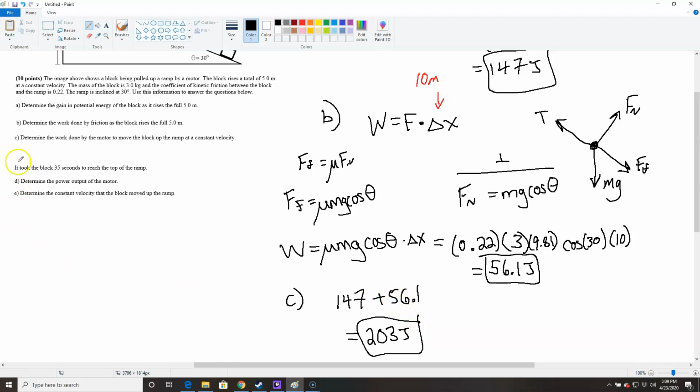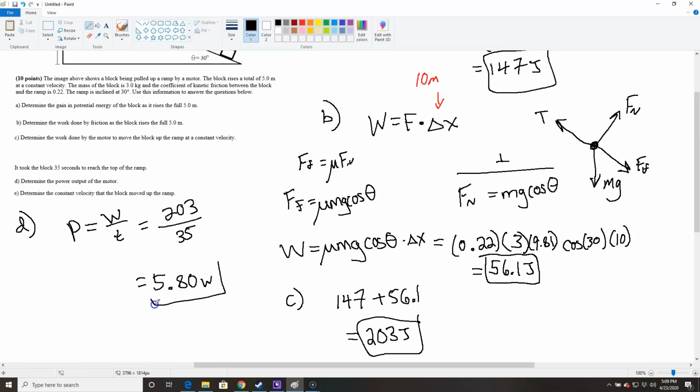Moving on to D and E, it says it took the block 35 seconds to reach the top. Well, what's the power output? Power is work over time. So 203 over 35. And you'll get a power output of about 5.80 watts.